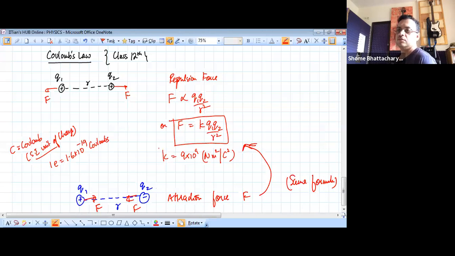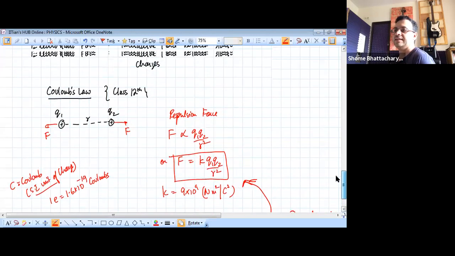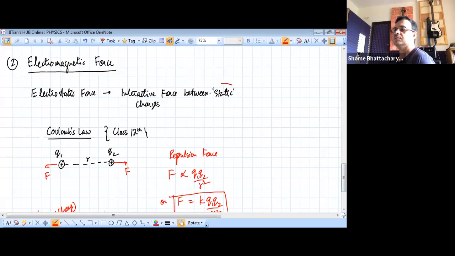Yeah, this is in 12th. We'll be studying about this in detail in 12th. So this is about what we call electrostatic force, or the force between static charges. The static charges का मतलब क्या है? Charges at rest.